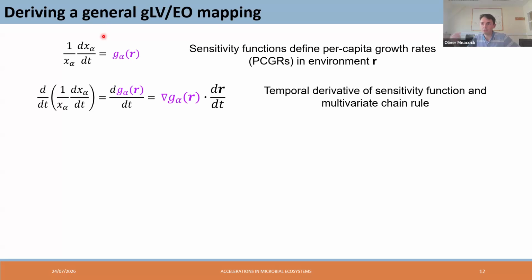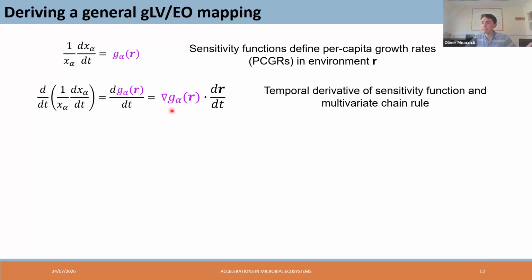And now I'm going to take the derivative of these sensitivity functions with respect to time. So this is this idea of combining these two timescales together. We're not eliminating one of them by assuming that we've got fast dynamics of one of the compartments. Instead, we're allowing both of those timescales to occur simultaneously. When we do this, we take the temporal derivative of our growth rates, and we perform the multivariate chain rule on this, and this splits this term into two different components.